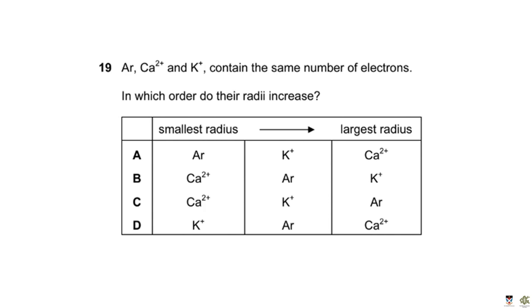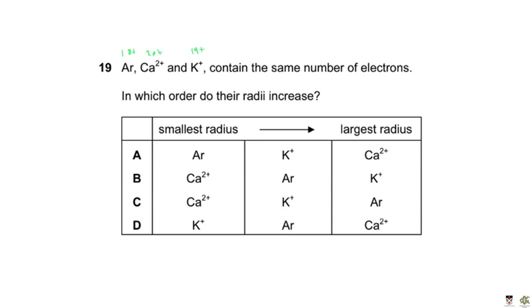So the only difference between these will be the number of protons in the nucleus, or the nuclear charge. If we look at the periodic table, argon's got 18 protons, potassium 19, and calcium 20. So the charge in the nucleus will be 18 plus, 19 plus, and 20 plus. The one with the highest nuclear charge will have the strongest attraction for the outer electrons.